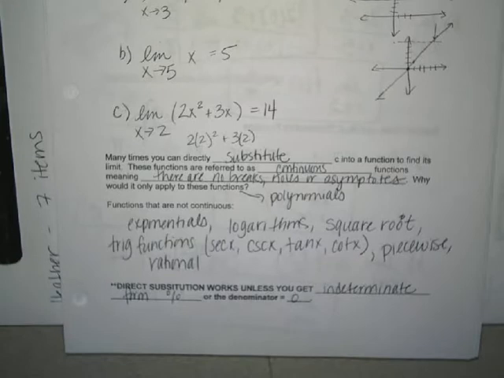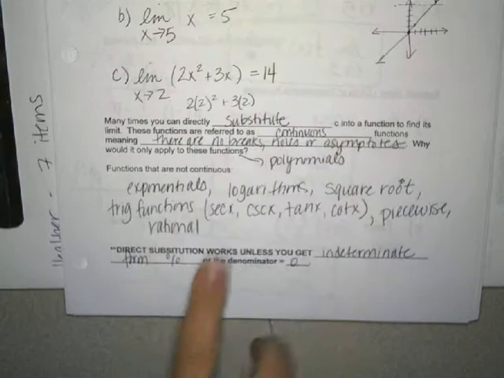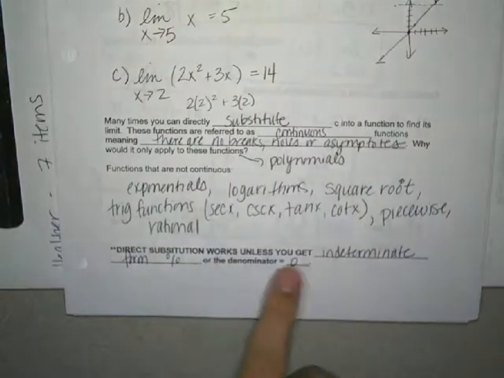But there are functions like exponentials, logarithms, square roots, trig functions, piecewise, rational, and some others on that list that are not continuous. So it's not guaranteed that when you plug it in, it's going to give you an answer. If you plug something in and you get 0 over 0, so if you get what we call an indeterminate form, or you get something where the denominator equals 0, that's when you have to try some of these other strategies to work it out so that what's making it 0 on the bottom cancels out or disappears so that you can directly substitute.